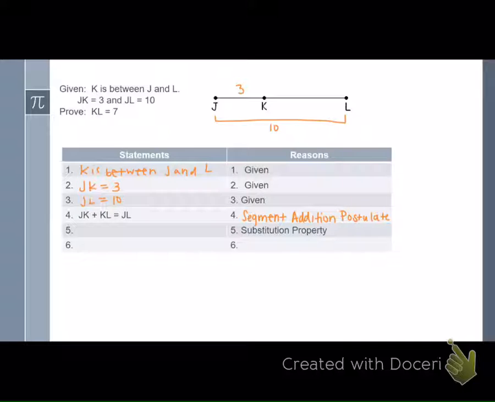All right, the next one says we're going to be using substitution. What do you think they substituted? What are we thinking here? Katie? They substituted 3 for JK, 10 for JL. Yeah, we know that JK is the same thing as 3, so we can replace it, that's substitution. We know that JL is the same thing as 10, so we can replace it, that's substitution. So that comes from those steps up there.